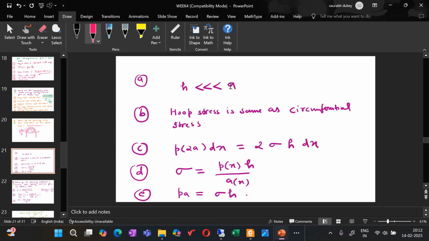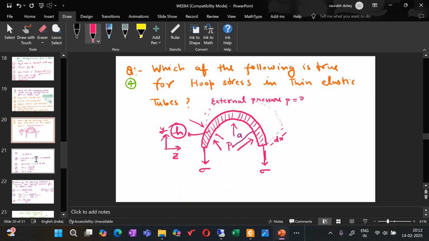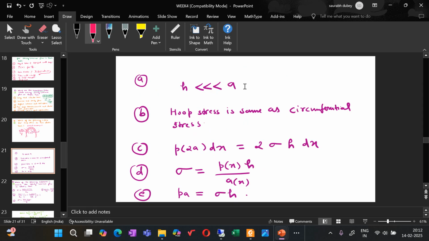Yes, so here the thickness is very small compared to A. A is the radius, you see in this diagram. Option A is that the thickness is very small as compared to the radius. Option B is that hoop stress is the same as the circumferential stress. Option C is the balance that I am talking about, whether this balance is correct or not. And option D is sigma equals p_x h divided by a_x.